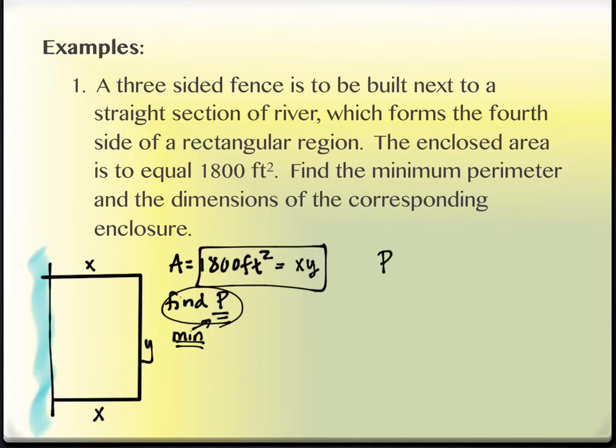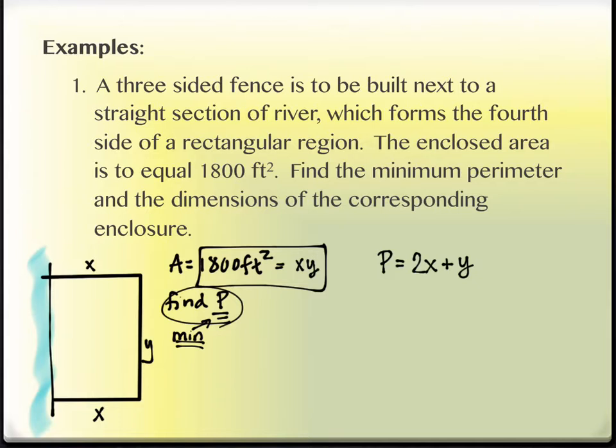That is the fencing that I'm going to be using for my object. So 2x plus y. Does everybody understand why I don't need 2y? Because that's the river. It is part of the perimeter of my object, right? 2y would be part of the perimeter, but I'm not fencing along the side that's on the river, the way that this is described.